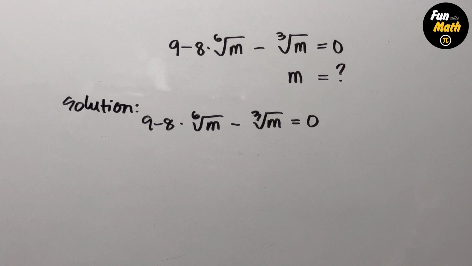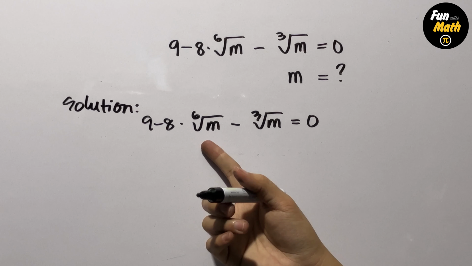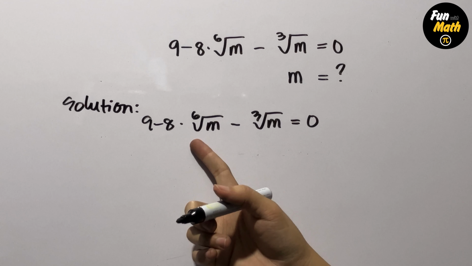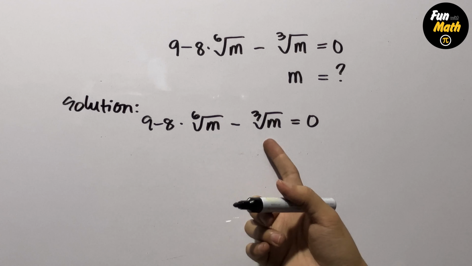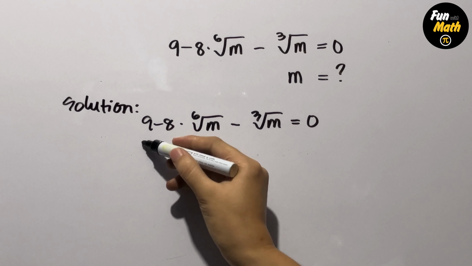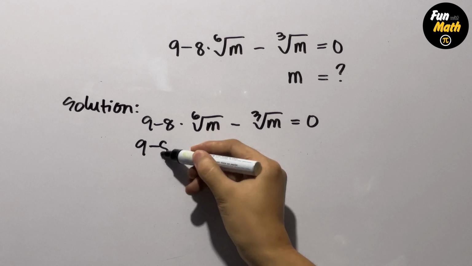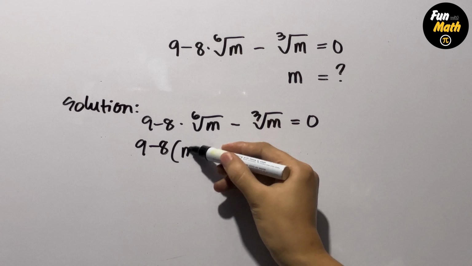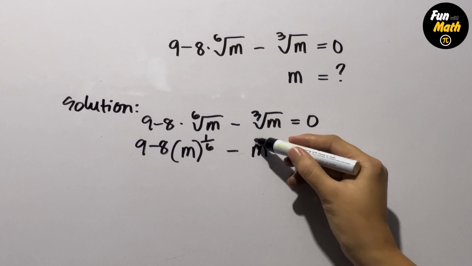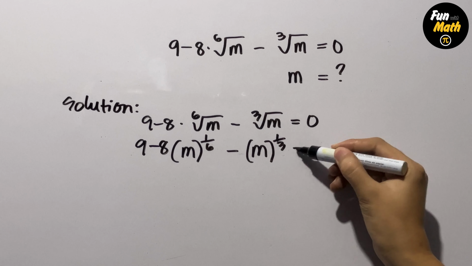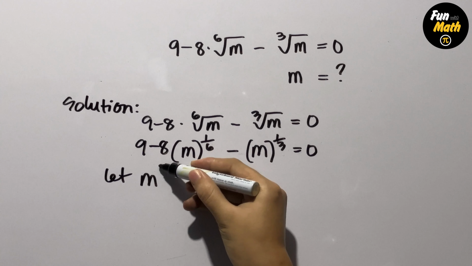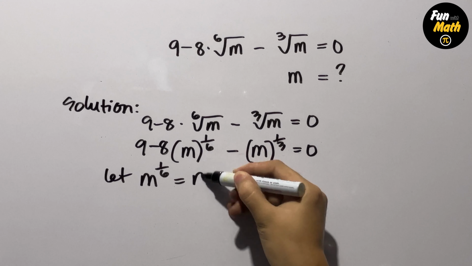Next, the 6th root of m and the cube root of m, we can write as m to the power of 1 over 6, and this one is m to the power of 1 over 3. So to write, this is now 9 minus 8 times m to the power of 1 over 6 minus m to the power of 1 over 3 is equal to 0. Now next, let m to the power of 1 over 6 be equal to n.